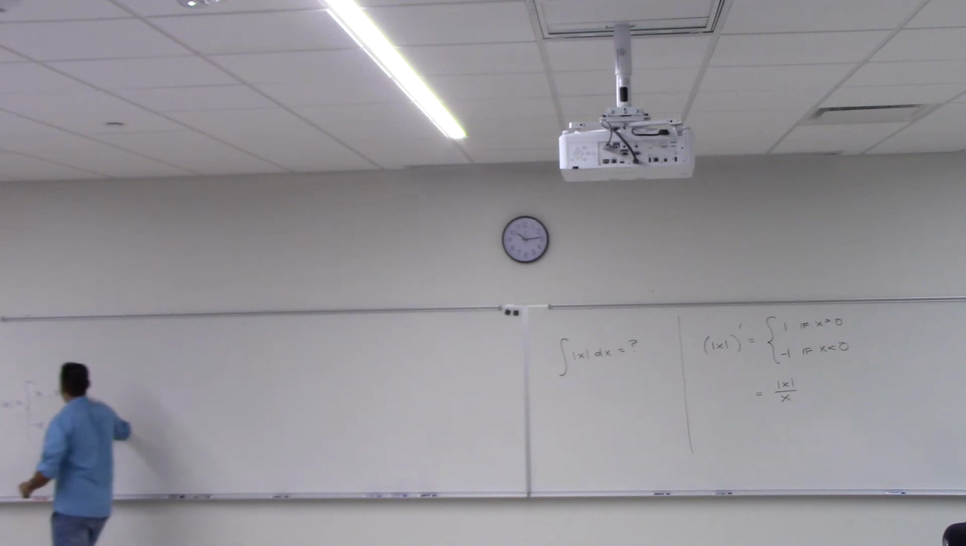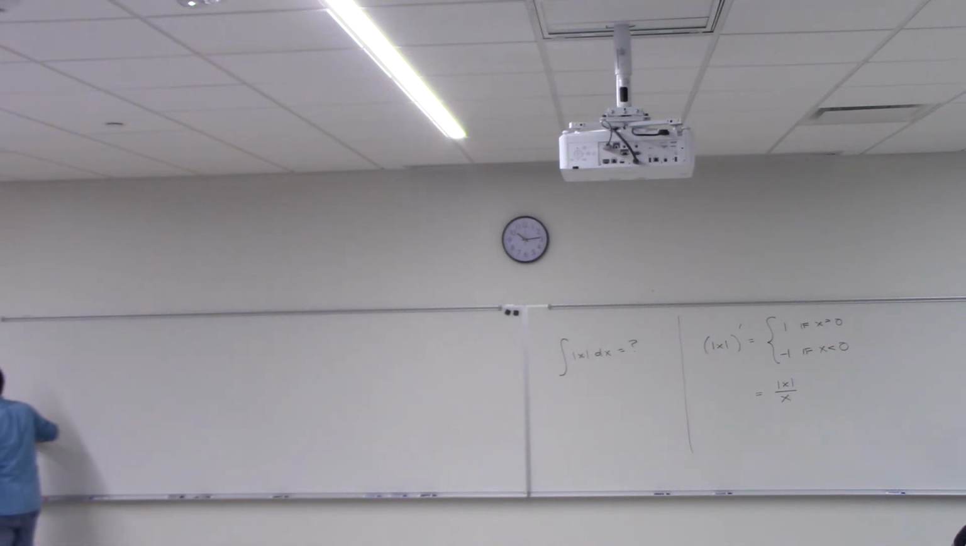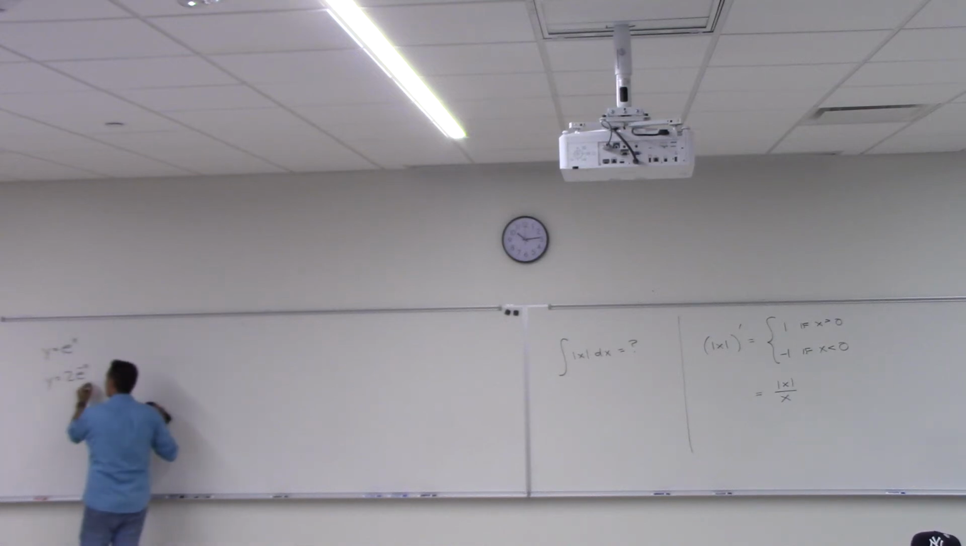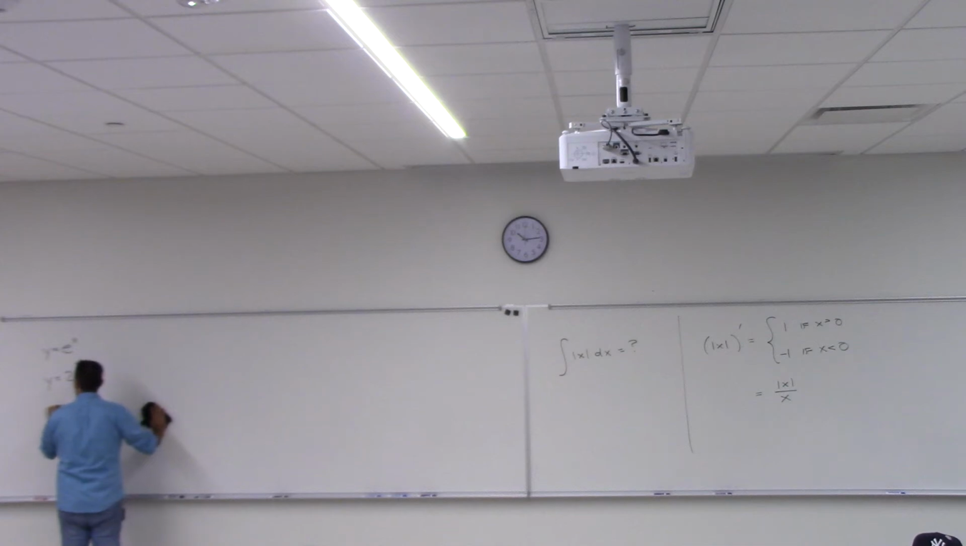Here's example 9. We want to find the region bounded by these curves. y equals e to the x, y equals 2e to the negative x plus 1, and x equals 2.